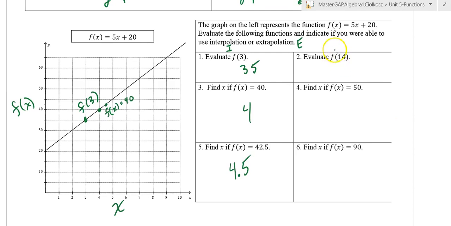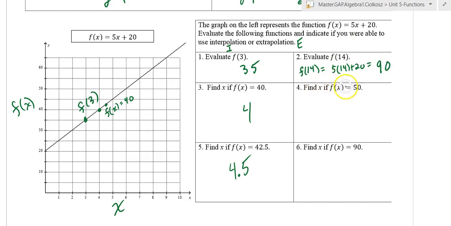F of 14. Wait a minute. That's not even close. 10 is way smaller than 14. Time to use my equation. So I'm plugging in 14 for my x. So that gives me 110. I lied. That's definitely not 110. Let's see, 50 plus 20 is 70. That's going to be 90.